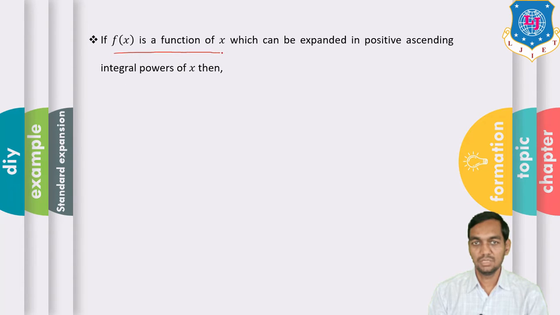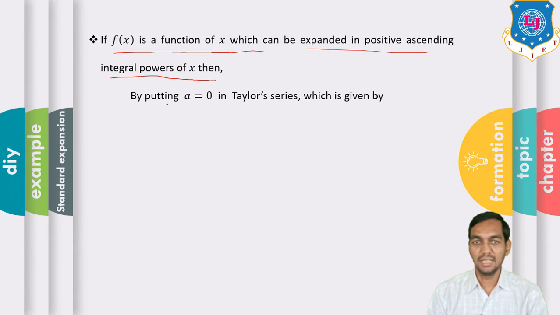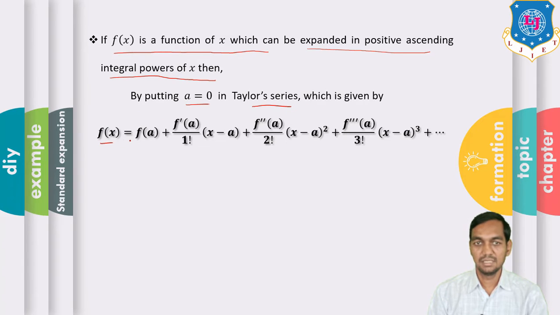If f(x) is a function of x which can be expanded in a positive ascending integral power of x, then by putting a equal to 0 in the Taylor series, which is given by f(x) equals f(a) plus f dash of a divided by 1 factorial into (x minus a), plus f double dash of a divided by 2 factorial into (x minus a) whole square, plus f triple dash of a divided by 3 factorial into (x minus a) the whole cube. Now this is your Taylor series expansion.